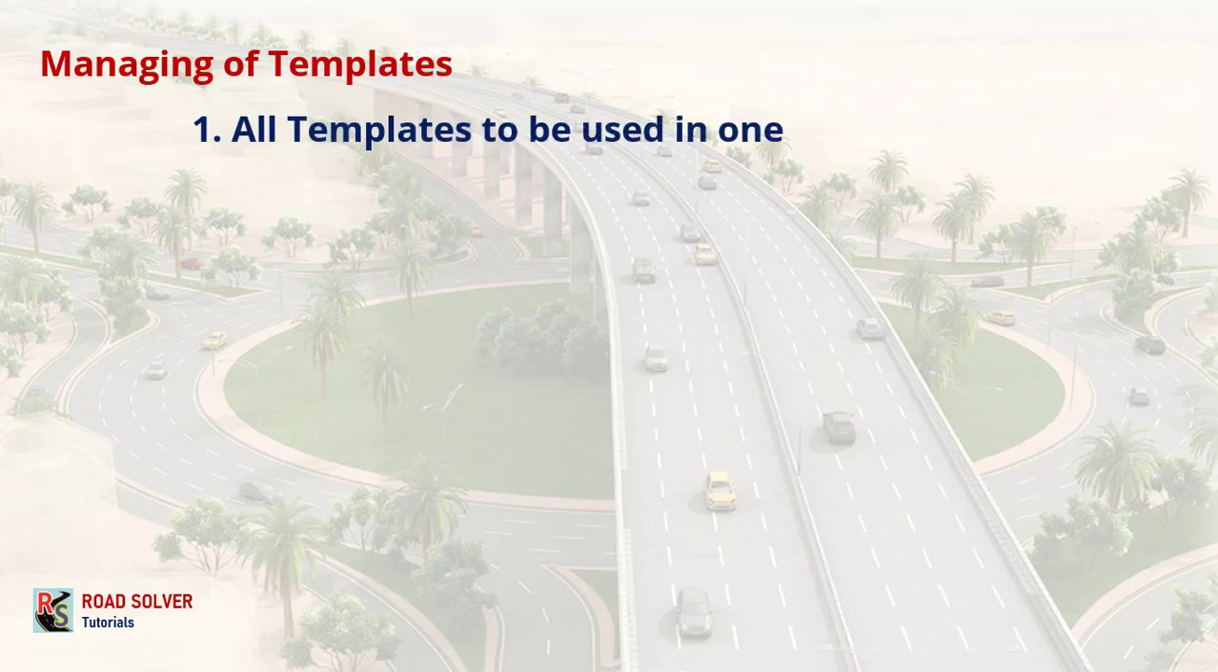First, a template to be used in one project, inside one road only, will be saved only in that one road. It is not related to another road.